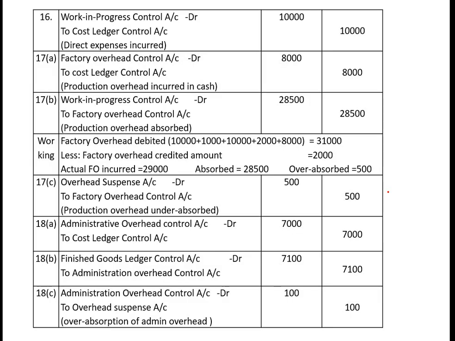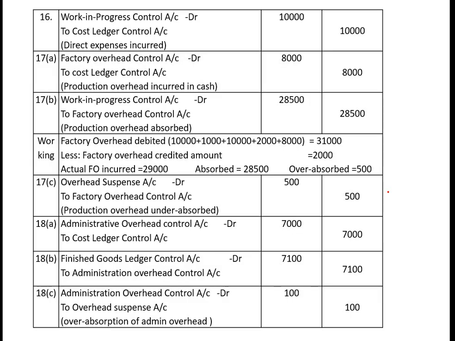28,500, and actually we have incurred only 8,000. Now we have to see what is actually incurred and how much we have absorbed in order to calculate under absorption or over absorption. So in this case you see how we will pass this entry first of all of the production overhead absorbed, that is work in progress control, because ultimately all these factory overheads are to be charged to the production. So that's why work in progress control account debit to factory overheads control account.